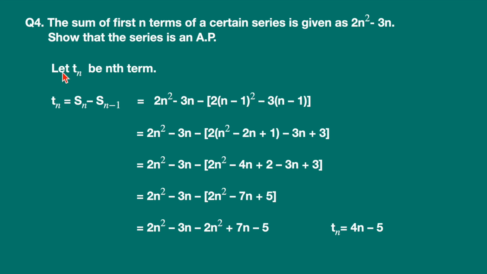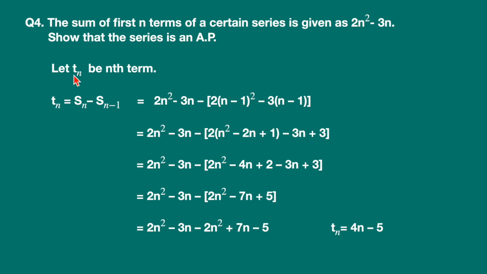Let the nth term be denoted as Tn. We want to find the formula for Tn, because nothing is given to us. What is the first term? What is the common difference? We do not know. For that, we need the general formula for Tn so that we can find the first term and then we can find the common difference. After that, we can put the formula.